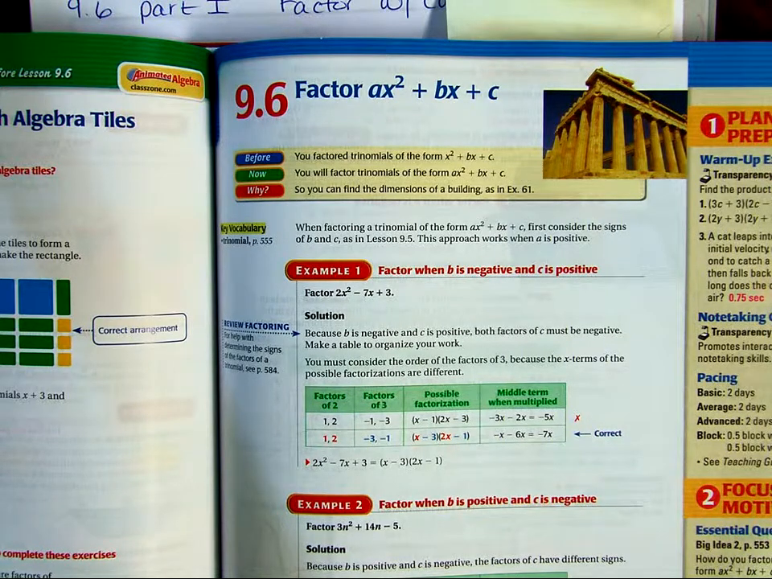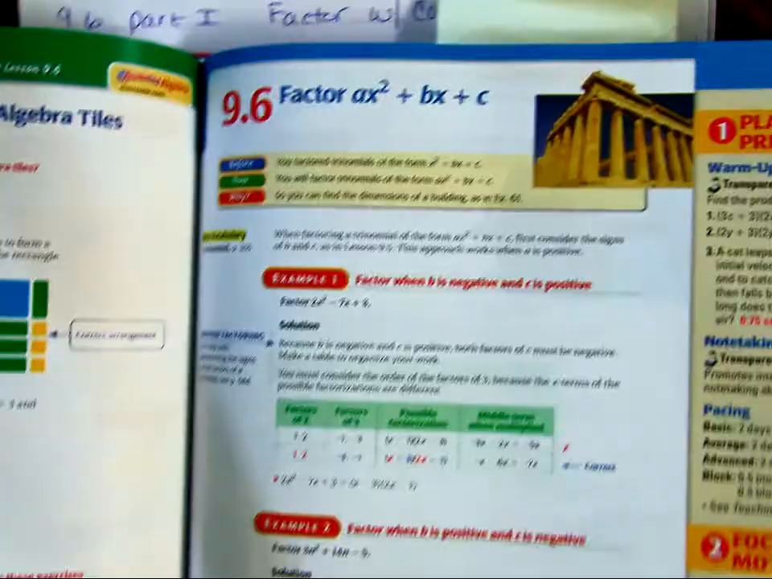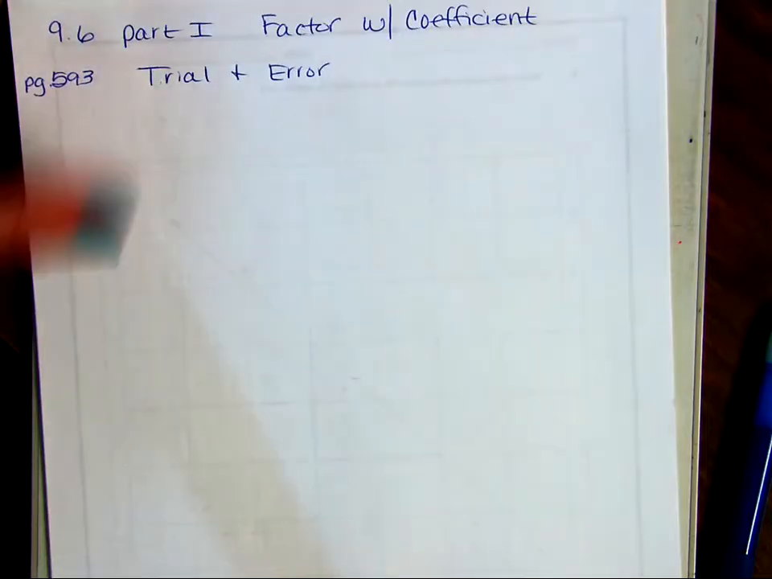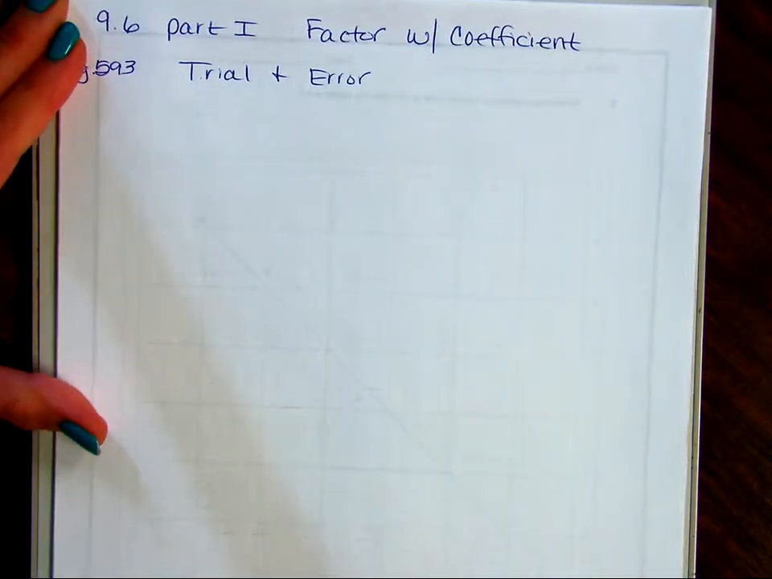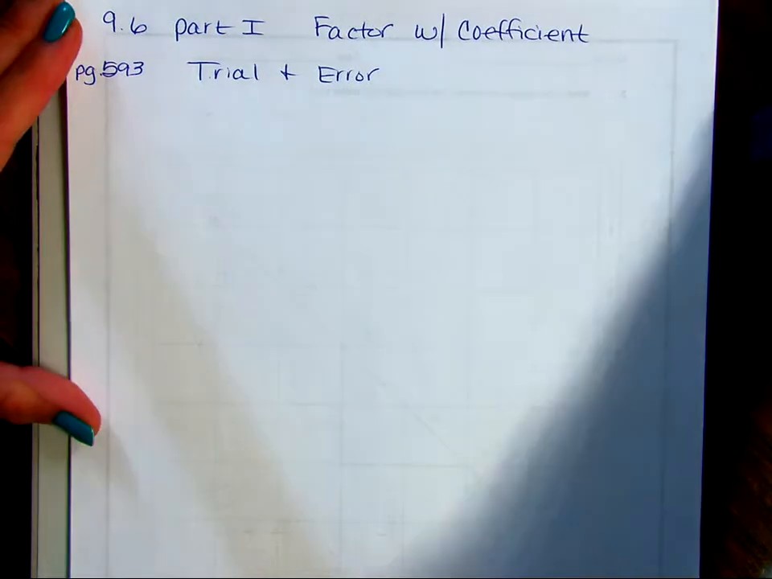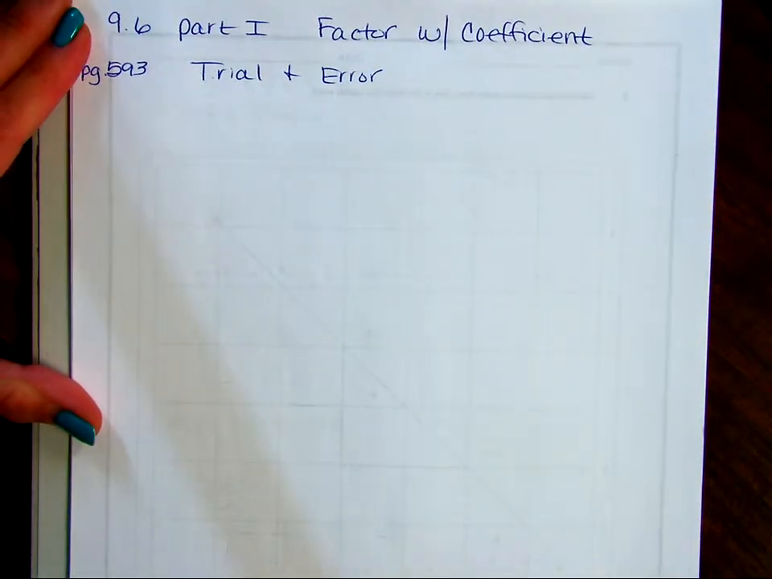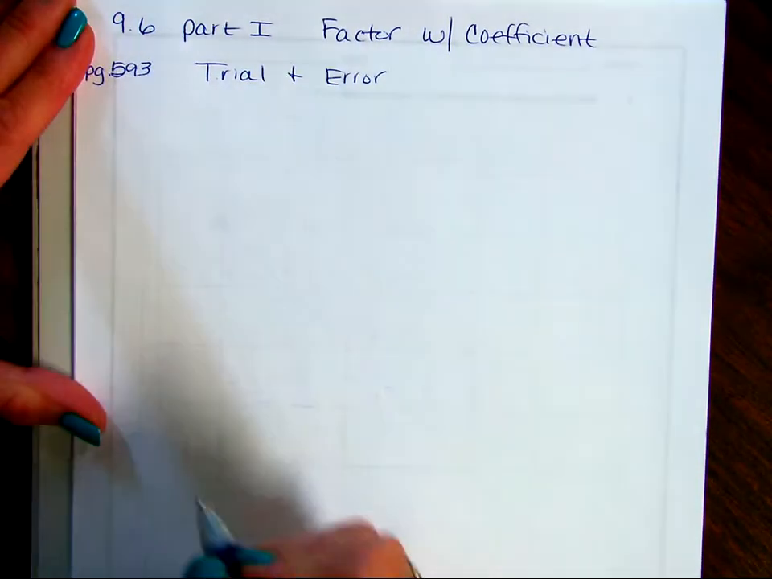All right? The second way we're going to talk about is a sure thing. You will get the correct answer every time with no guessing, no checking, but it takes a little bit more work. So you're going to get to choose today which way you would like to do the factoring. So let's start with guess and check or trial and error, okay? So to start that off, we're going to talk about with a coefficient.